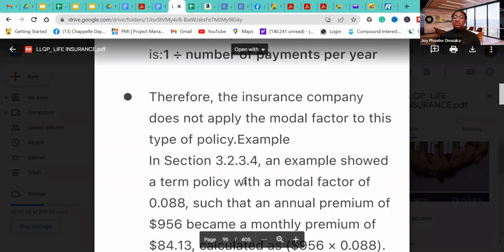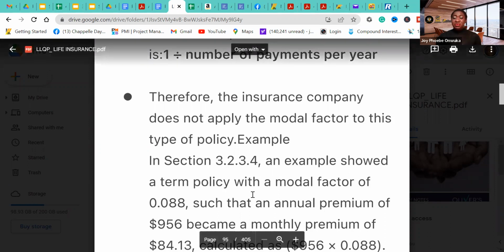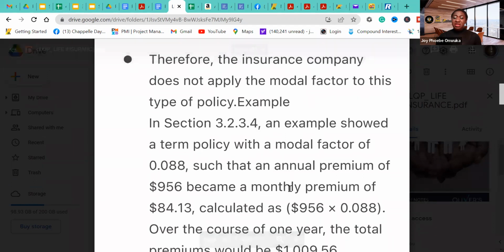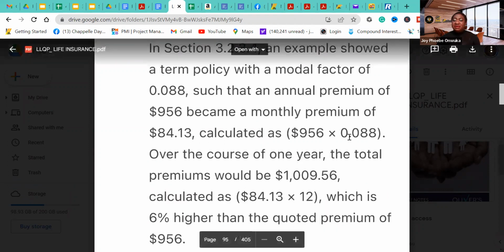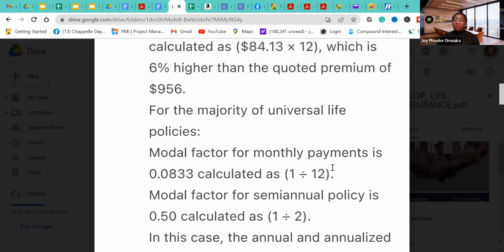For example, in section 3.2.3.4, the example shows a term policy, this was in chapter 2, with a modal factor of 0.088, such that an annual premium of $956 became a monthly premium of $84.13, calculated by 956 times this over the course of one year. The total premium will be this, calculated by 84.13 times 12, which is 6% higher than the quoted premium of $956. For the majority of universal life policies, the modal factor for monthly payment is 0.0833, calculated as 1 divided by 12.